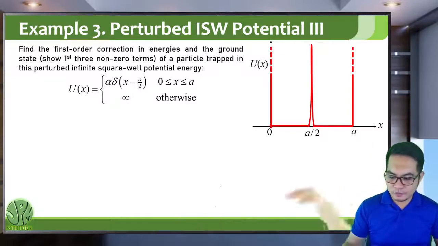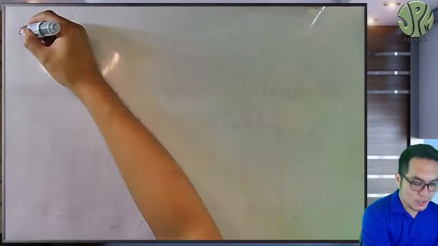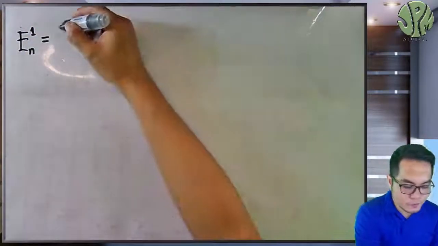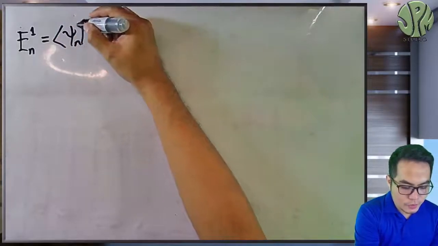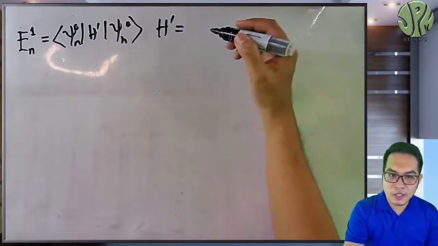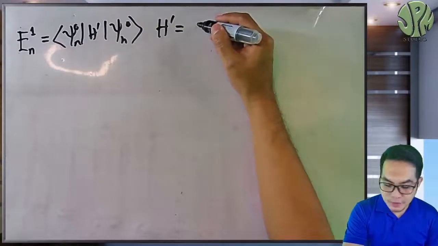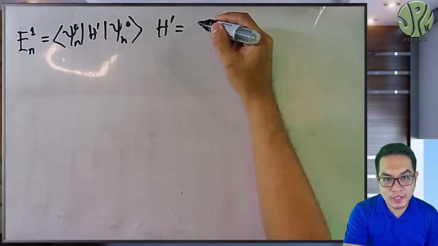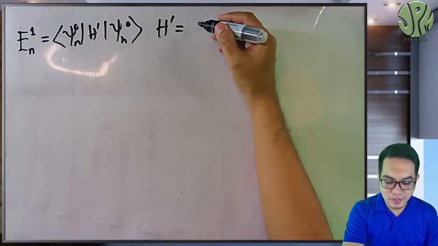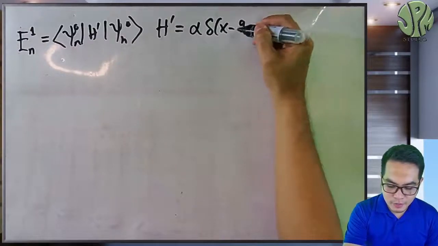So for the first order corrections in energy, En1, this is just equivalent to the unperturbed wave function, h prime, psi n0. Our h prime here is our delta function. So it's a positive delta function. It's not a delta function well, but a delta function barrier. So you have alpha delta of x minus a over 2.